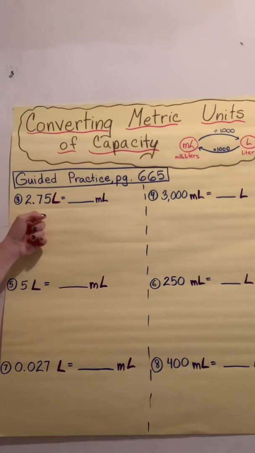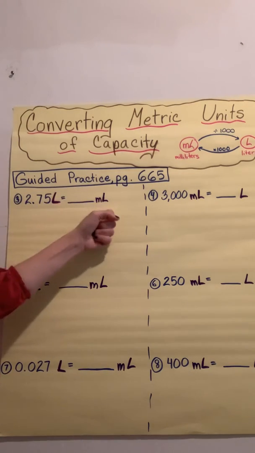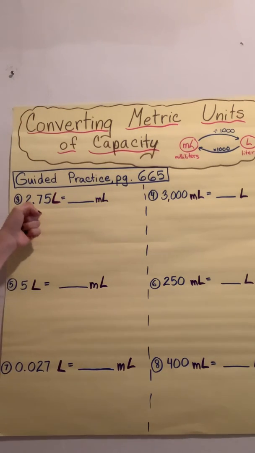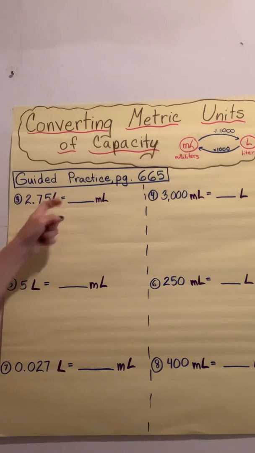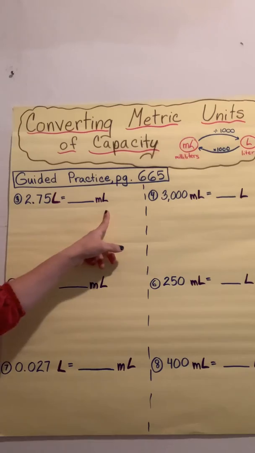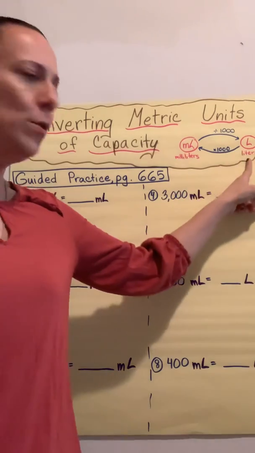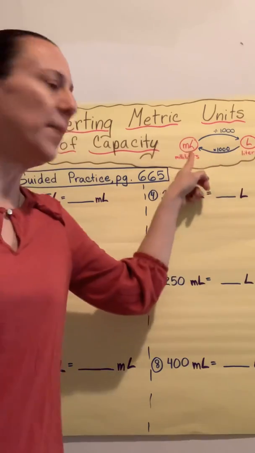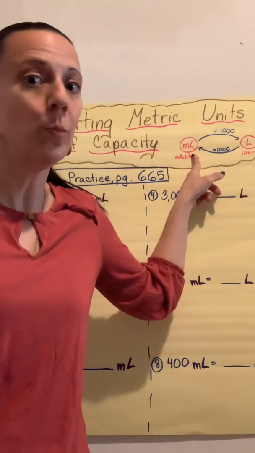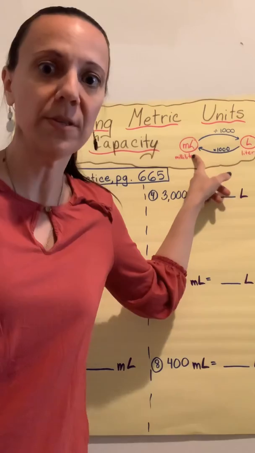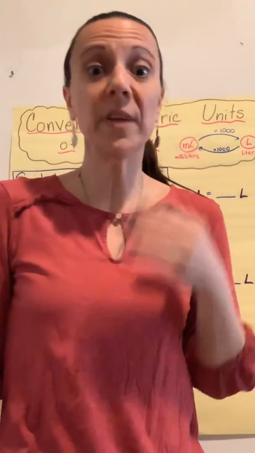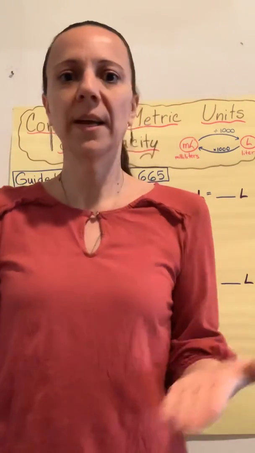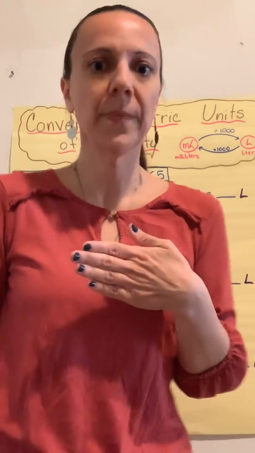So let's start over here with liters to milliliters. Number 3 asked me to convert 2.75 liters into milliliters. So I'm going from my big unit to my little unit. I have to multiply by 1,000 because I need more milliliters to fill up those liters. Oh, this is great because multiplying by 1,000 is just using base 10.